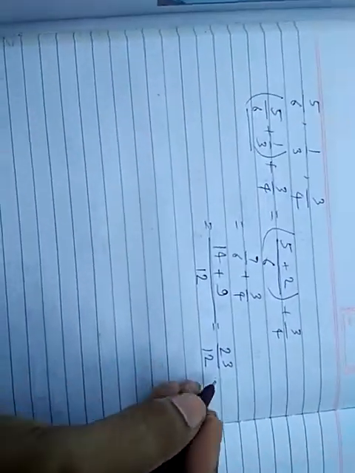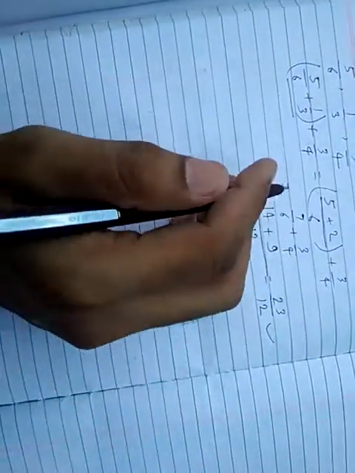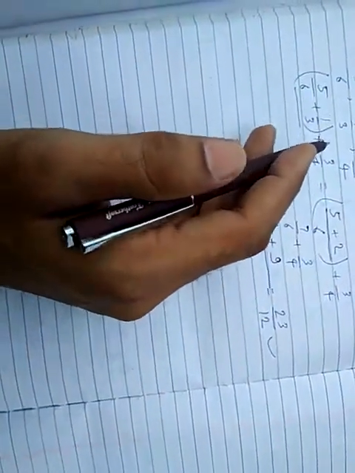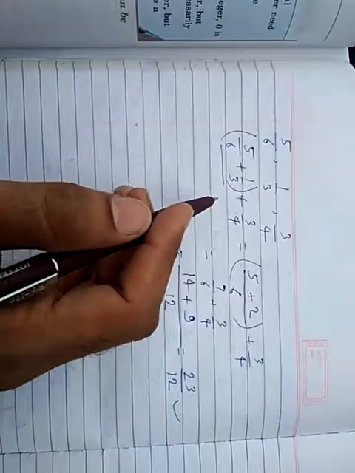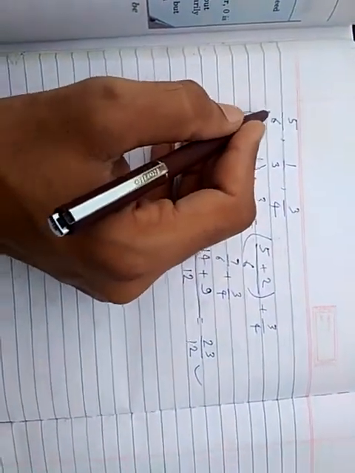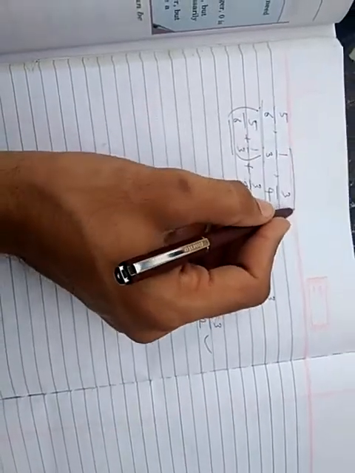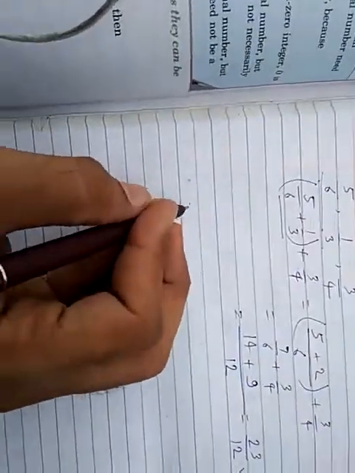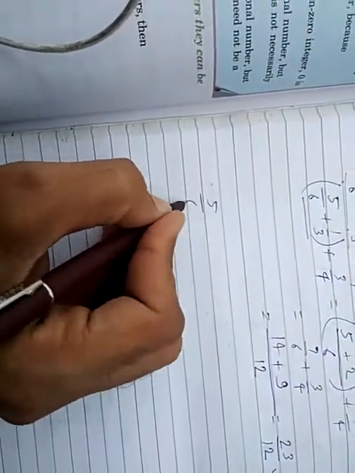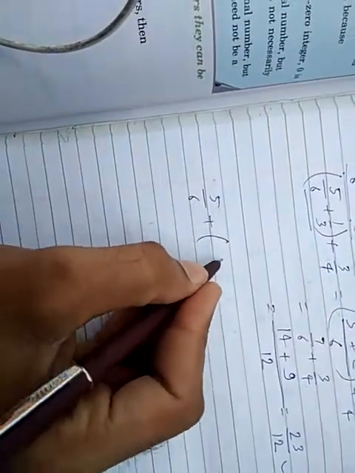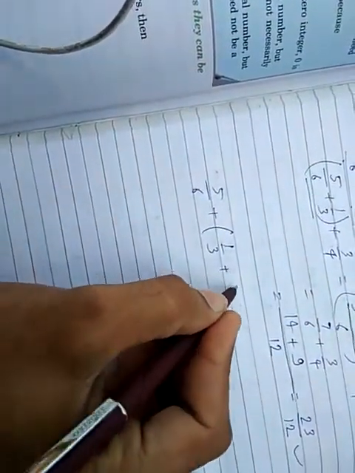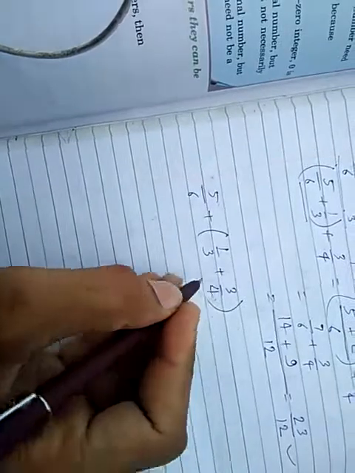This is the answer. Now we change the order of grouping these rational numbers. First we grouped the first two rational numbers, these. Now we group the last two rational numbers. So we write 5 upon 6 plus bracket 1 upon 3 plus 3 upon 4.